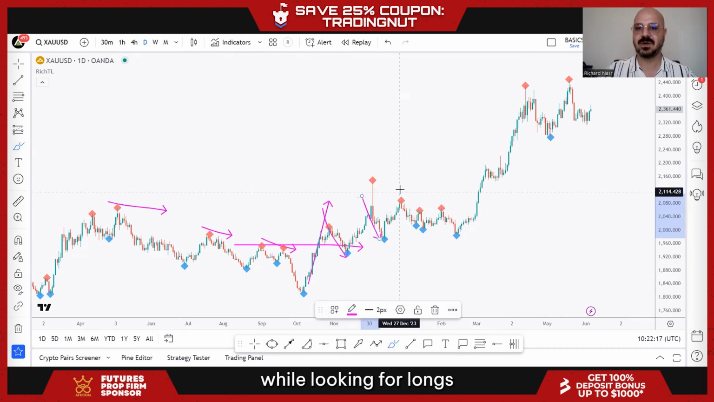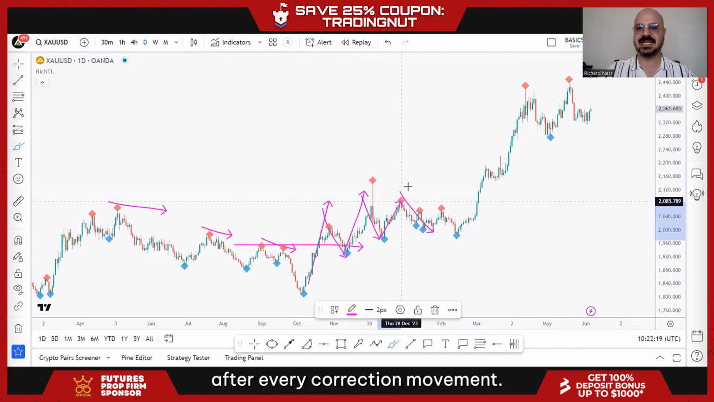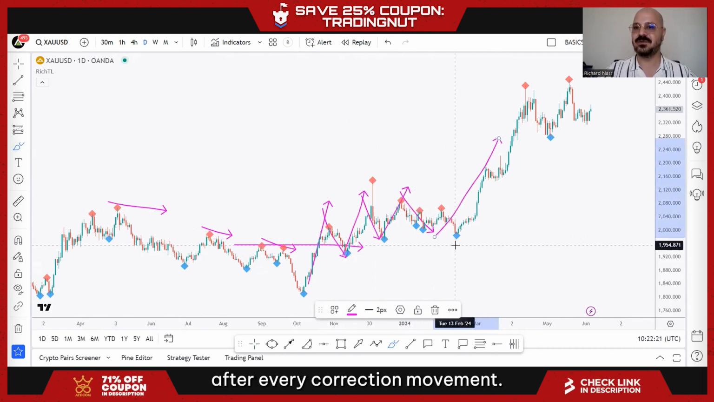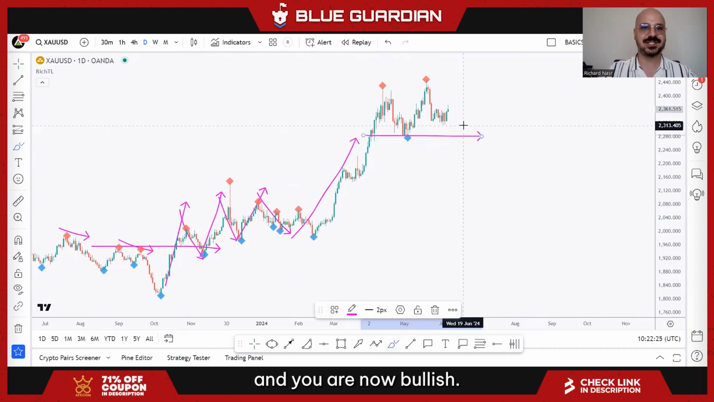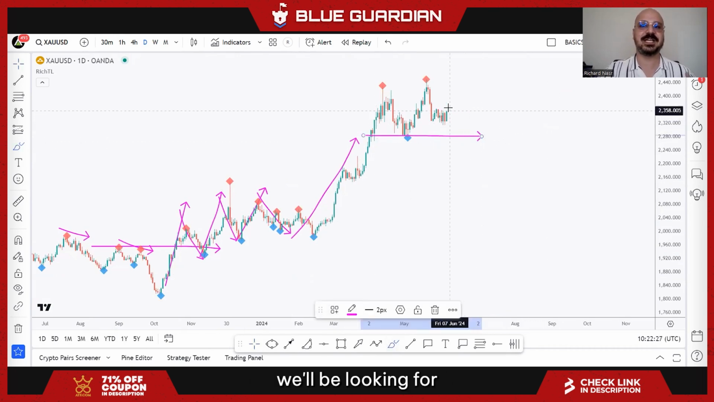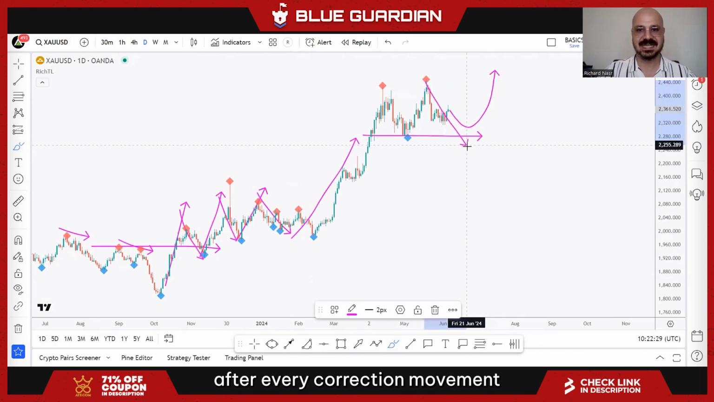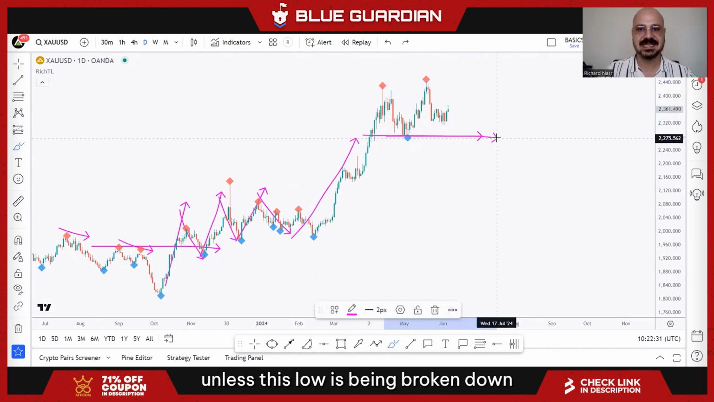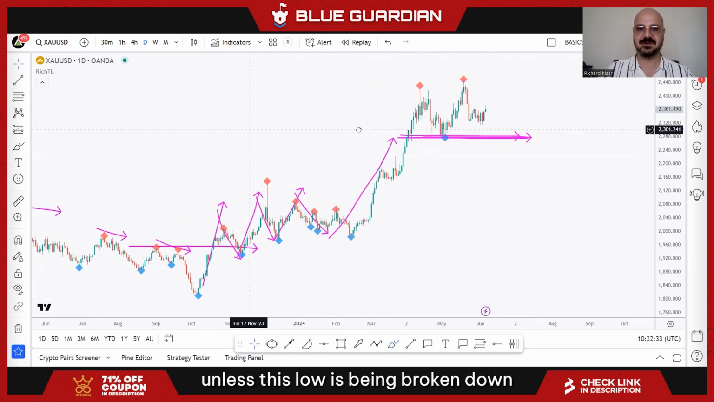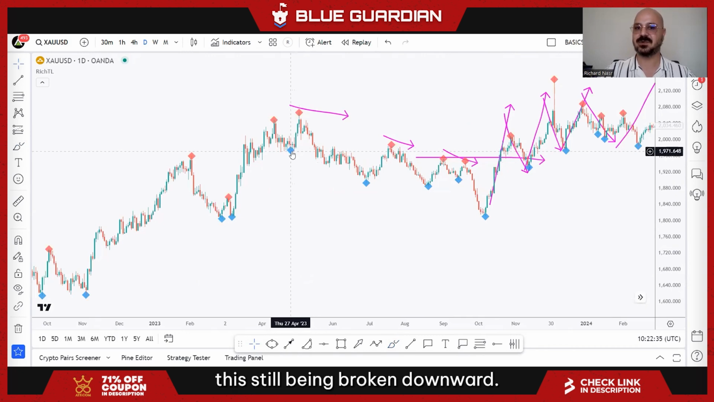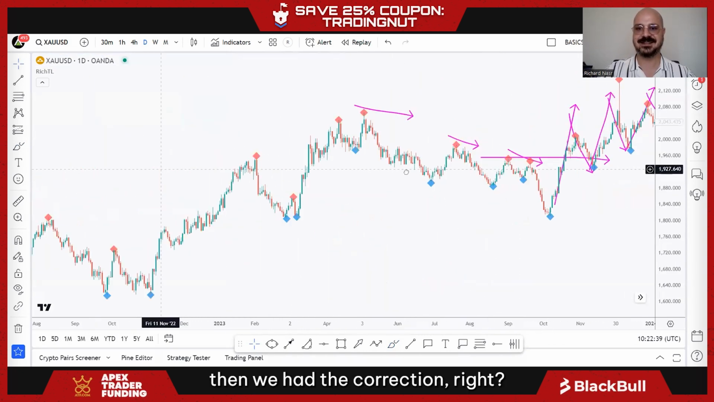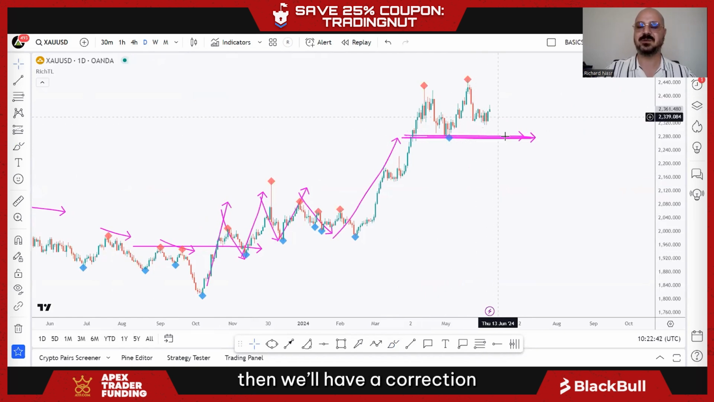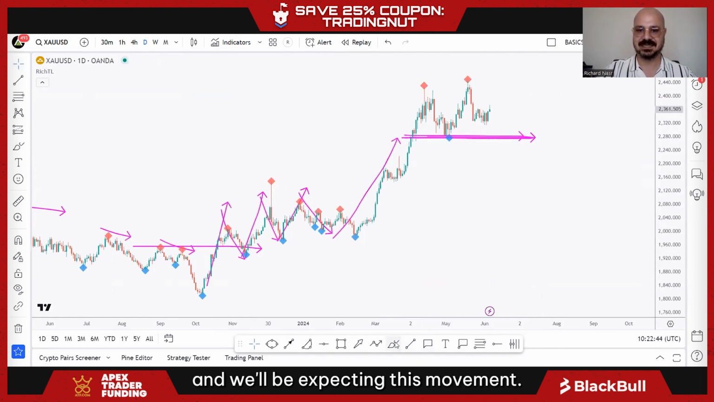We are looking for longs after every correction movement. And here we go. We are currently here, and you are now bullish. So this is why we'll be looking for trend following longs after every correction movement, unless this low is being broken downward. Very similar to this low being broken downward, we had a correction. This low being broken downward, we had a correction, right? So if this low is broken downward, we'll have a correction, and we'll be expecting this movement.